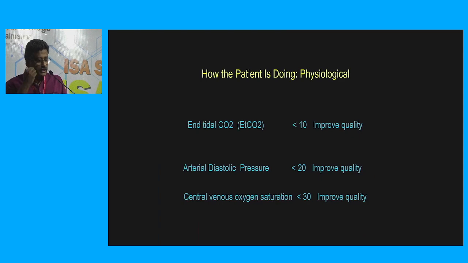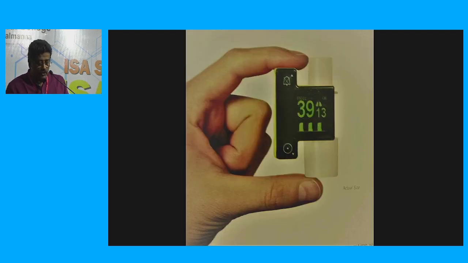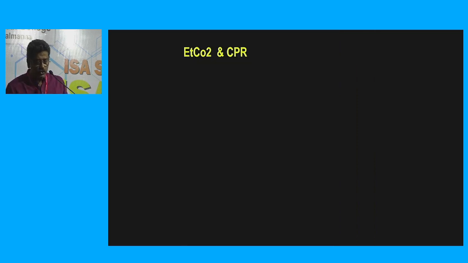Then coming to the physiological parameters. One is the ETCO2. All this you will be knowing, and he has already spoken about the advantages of ETCO2. Dr. Rajesh has pointed out about ETCO2. Can somebody say again, what are the ETCO2 and CPR? Sir, it tells us about the quality of your CPR. If ETCO2 is less than 10, you will have to increase the quality. Okay.